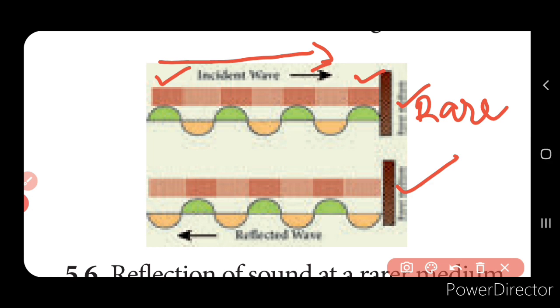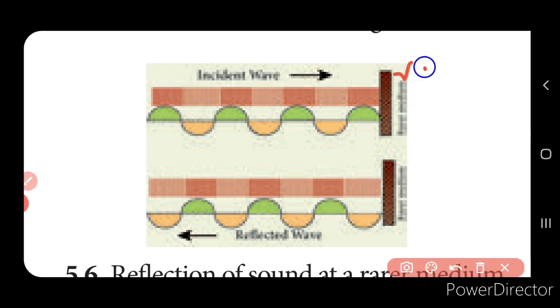Now when the rarer medium is placed at the interface, what will happen? This compression will exert a force F, isn't it? Now we said that this is the rarer medium and here is the compression, so it exerts a force on the rarer medium. Now as the rarer medium has less resistance, what will happen? The surface of separation is pushed back, isn't it? So it moves inside. Now since it is a rarer medium, what will happen? It moves inside, it moves in the direction of the incident ray.